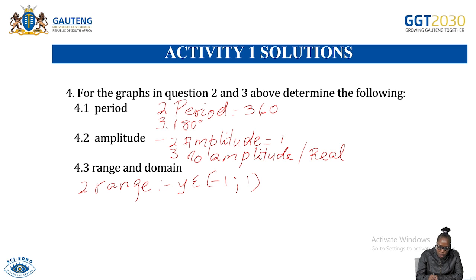And for number 3, that is the tan graph, the range there is all the real numbers. Y is an element of all real numbers. That is your number 3 on your range. Then the domain. Domain for number 2, the cos graph. For number 2, the domain is x as an element of 0 until 360.